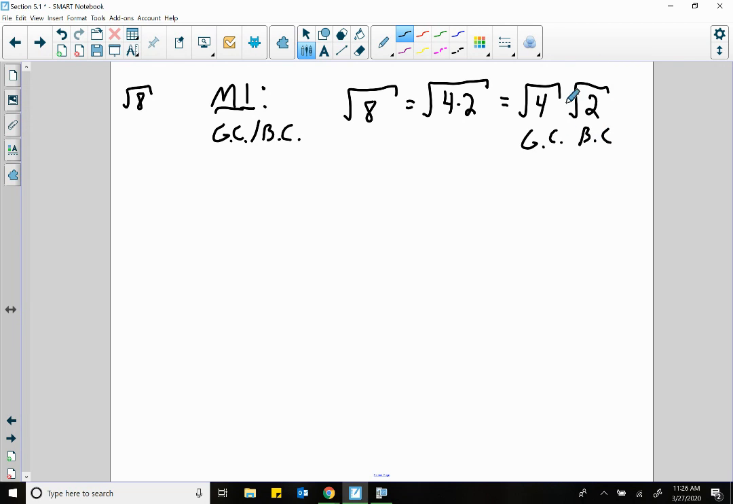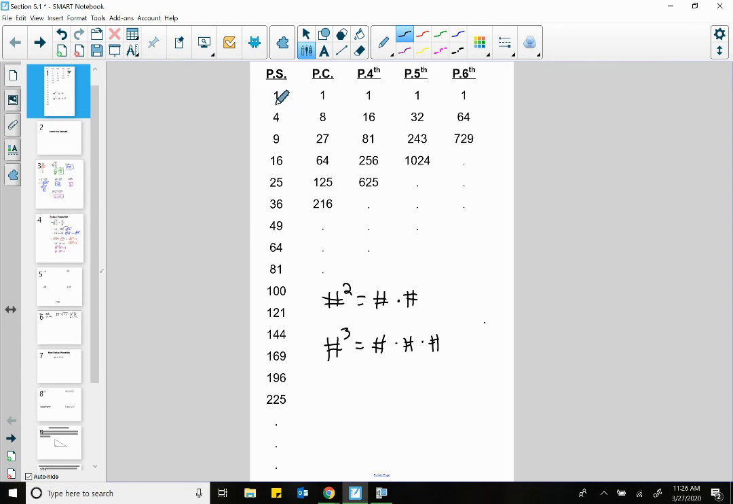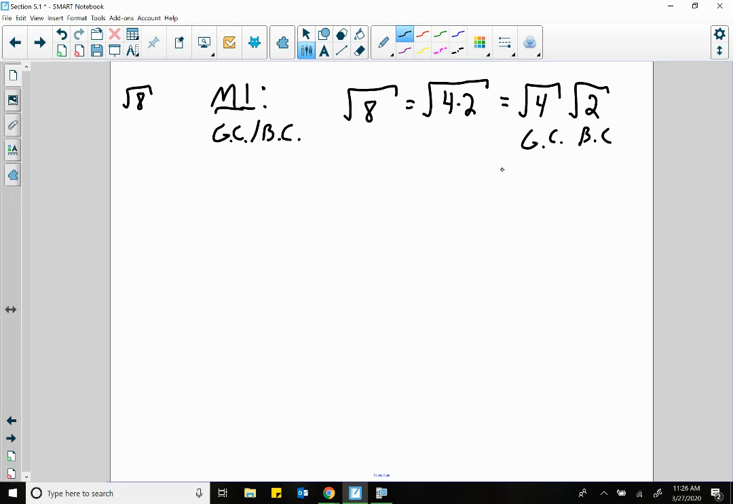The reason this is the good child is because 4 is on my perfect squares list. See, it's right there, 4. That's why it's a good child. It is perfect. And as a good child, the square root of 4 we know to be the value 2. So all good children get to go outside the house and play. So the square root of 4 becomes 2. See, it's outside. No more radical. It's outside the house.